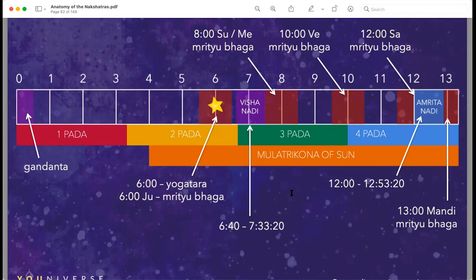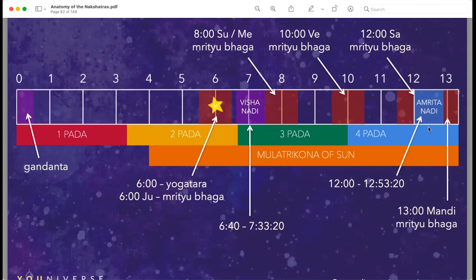The actual Magha, even though it's very close to Yogatara. Yogatara is at 6 degrees. That's the lion. That's amazing. But it's still that degree here, 6 degrees 40 to 7 degrees 33. It's very hard, very hard. It gives you quite a lot of difficulties before you get up and do things.